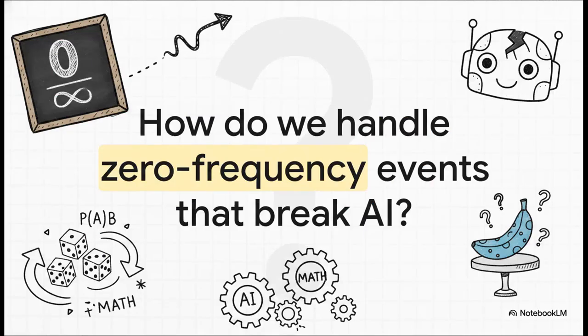So, I'm going to leave you with this thought to ponder. If a single zero ruins the whole equation, how must we adjust our math to handle the unexpected? The real world throws curveballs every single day, and an AI that breaks the second it sees something brand new isn't very intelligent at all.